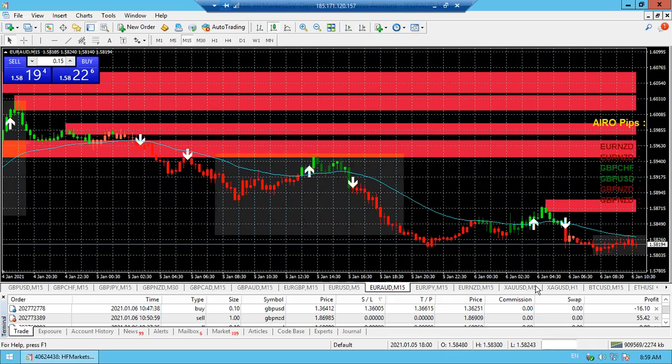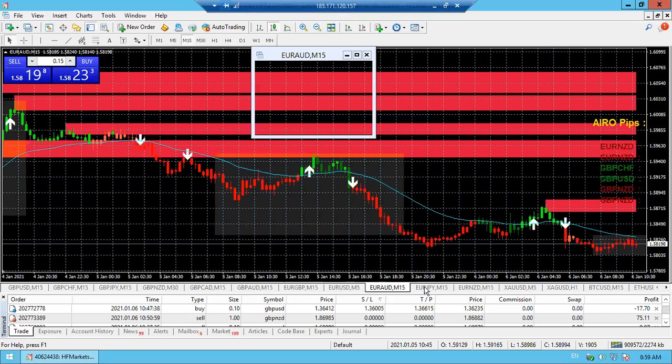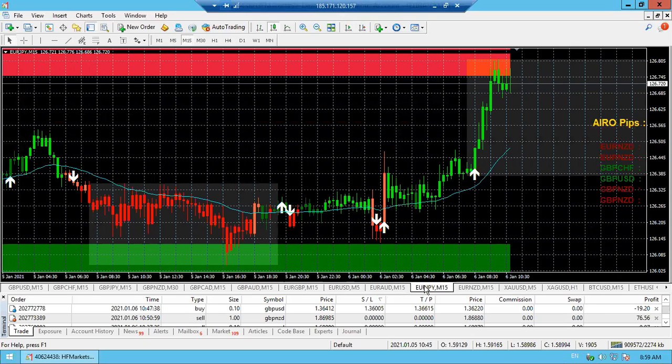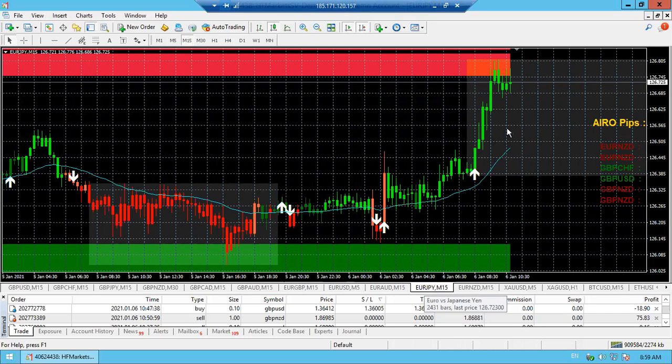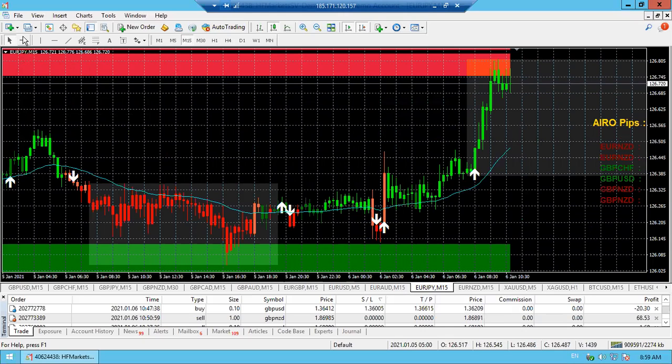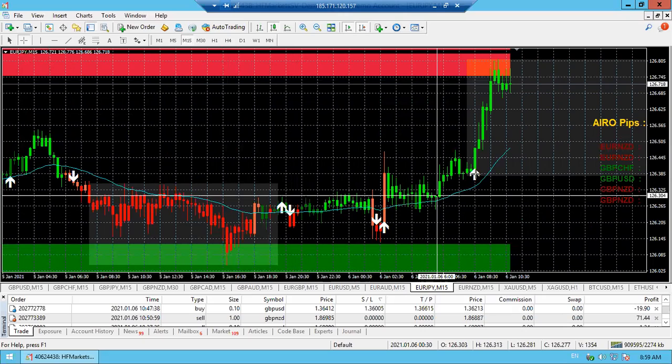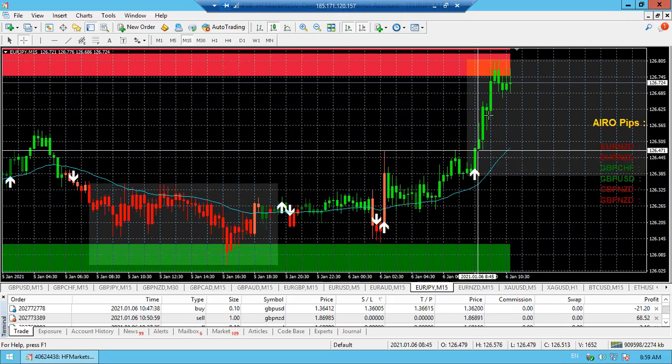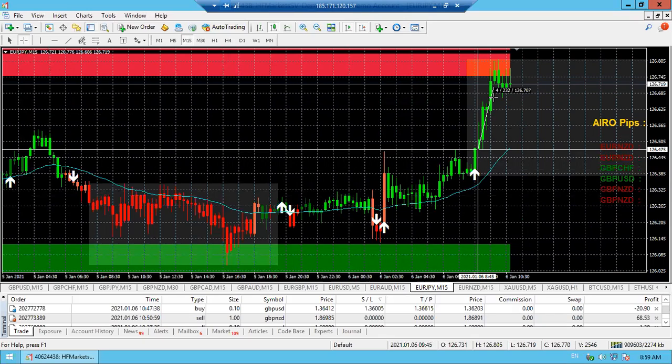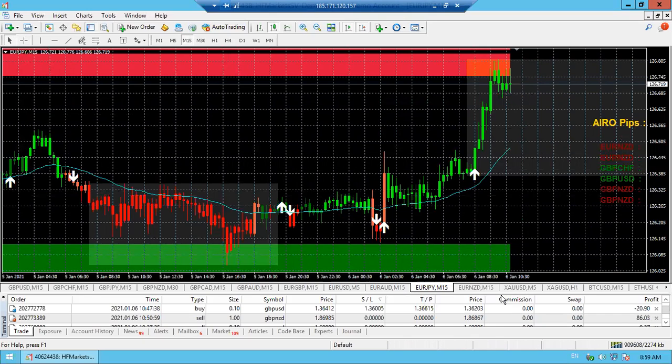Euro AUD is going to be the same thing as GBP AUD. And this is Euro JPY. Wow, it's moved really, really fast, and it's obeyed our principle. They have the bounce, they have the arrow, and we have the go. If we had aimed for 20 pips, we would have made it and we'd be out of the market.